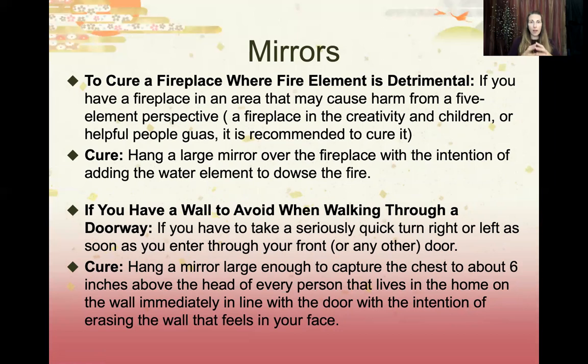When we talked about the 5 elements before, we said if we had fire in an area where we shouldn't, the fireplace could be detrimental. So if you have a fireplace in an area that may cause harm from the 5 element perspective, like in your creativity and children gua or helpful people gua, it's recommended that we cure it. We can't obviously move our fireplace and we might really enjoy it in that area, but in order to put the fire out, so to speak, we could hang a large mirror over the fireplace with the intention of adding water to douse it, to put it out.